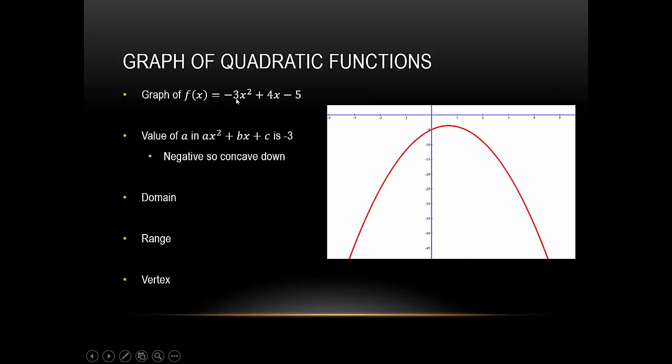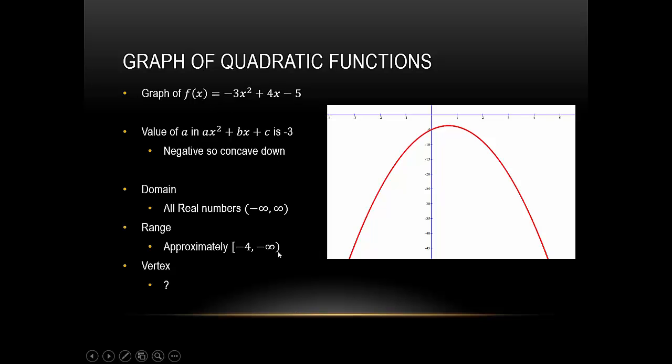Well, what if we stick a negative there? Then we can see this is concave down. My domain, I still can plug in any x's. My range, I'm looking here, and it looks like it's approximately -4 to minus infinity. But how would we get that vertex there?